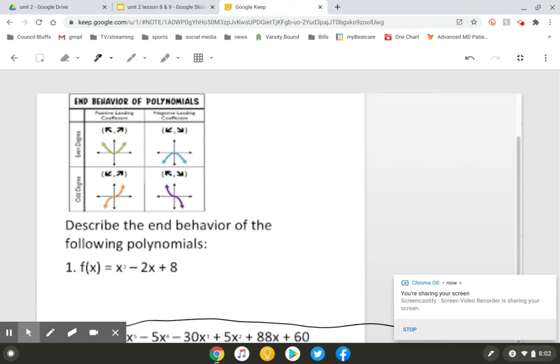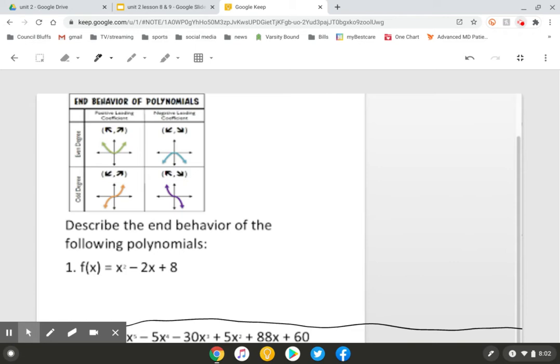So today we're doing Unit 2, Lessons 8 and 9. So we're doing 2 lessons today. And the purpose of those lessons is to talk about something called end behavior. And what the end behavior of a polynomial essentially is, is what happens to the y values of a polynomial as x gets really infinitely large and infinitely small.